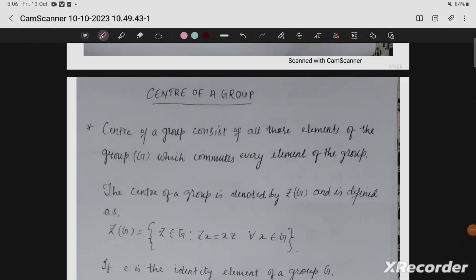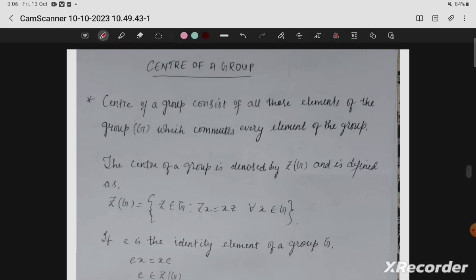Hello everyone, I'll be explaining the topic center of a group. The center of a group consists of all those elements of the group G which commute with every element of the group. It is denoted by Z(G) and is defined as Z(G) equal to the set of z belongs to G such that zx equal to xz for all x belongs to G.